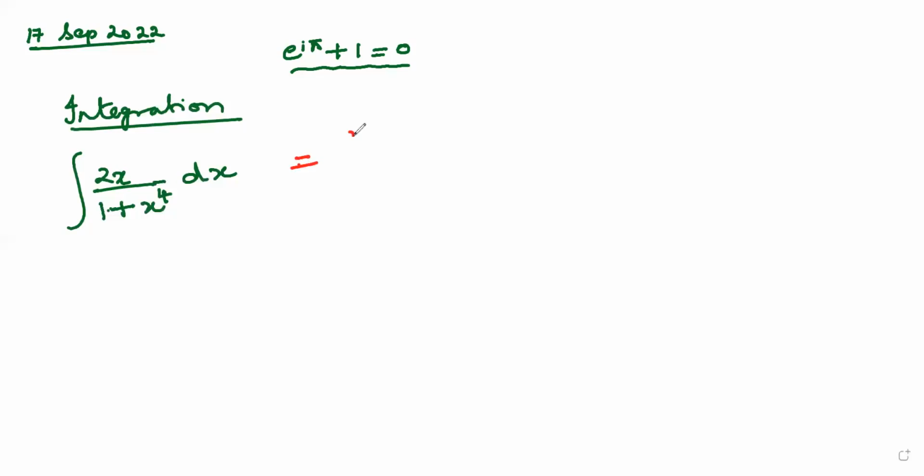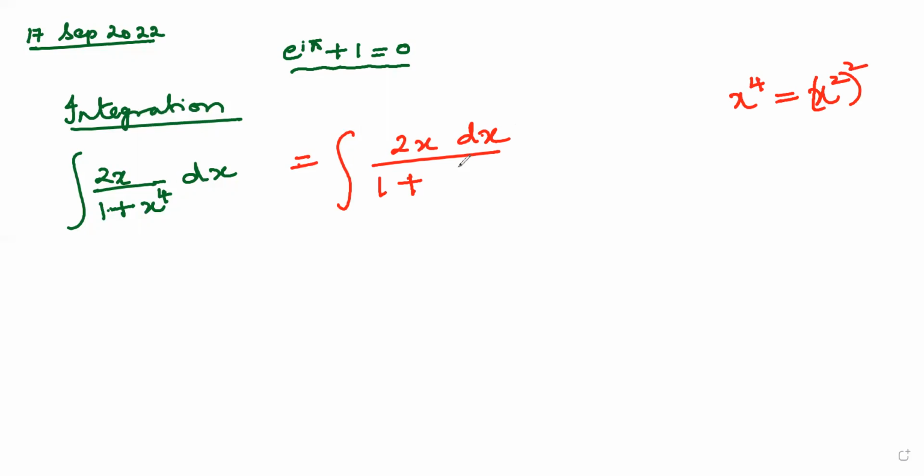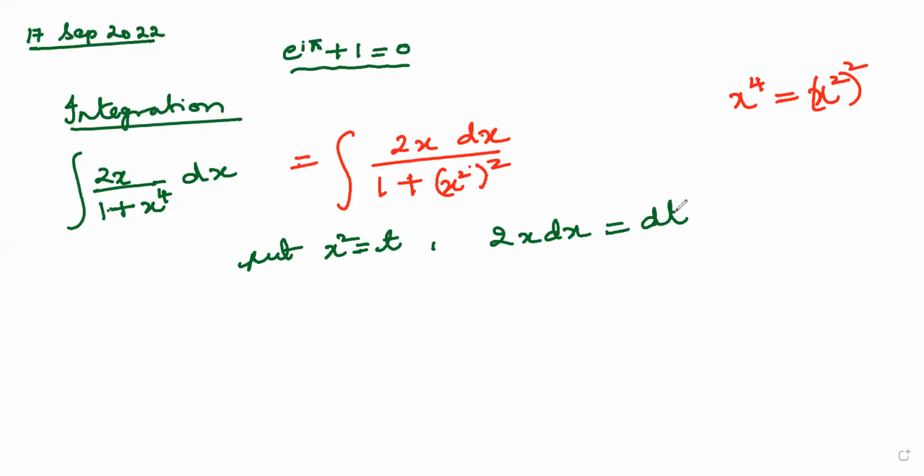I can rewrite my question as 2x dx over 1 plus x power 4. Now, using the laws of indices, x power 4 is x square, the whole square. Now we can use substitution. Put x square equal to t. Differentiating both sides, we get 2x dx equal to dt.